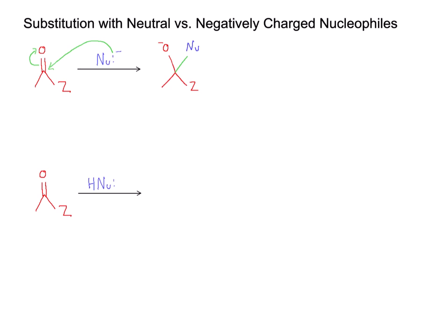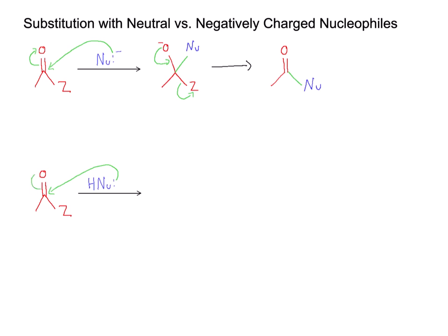The lone pair that we just sent up to the oxygen will now come back down, and as a result, that is going to kick off our Z leaving group. That, of course, gives us our substitution product. The other reaction involves a neutral nucleophile. Here, the lone pair on the neutral nucleophile is still going to attack the electrophilic carbonyl carbon, and we're going to send that pi bond up to the oxygen, just like we did before.